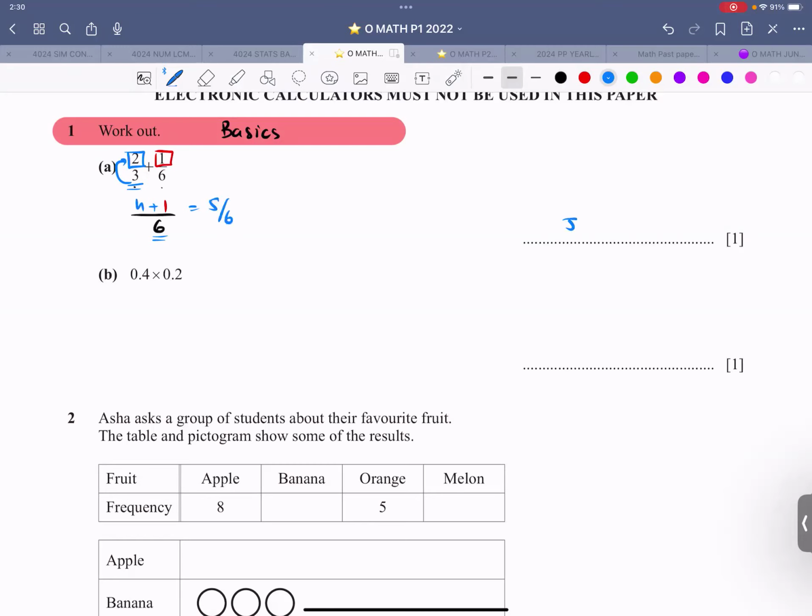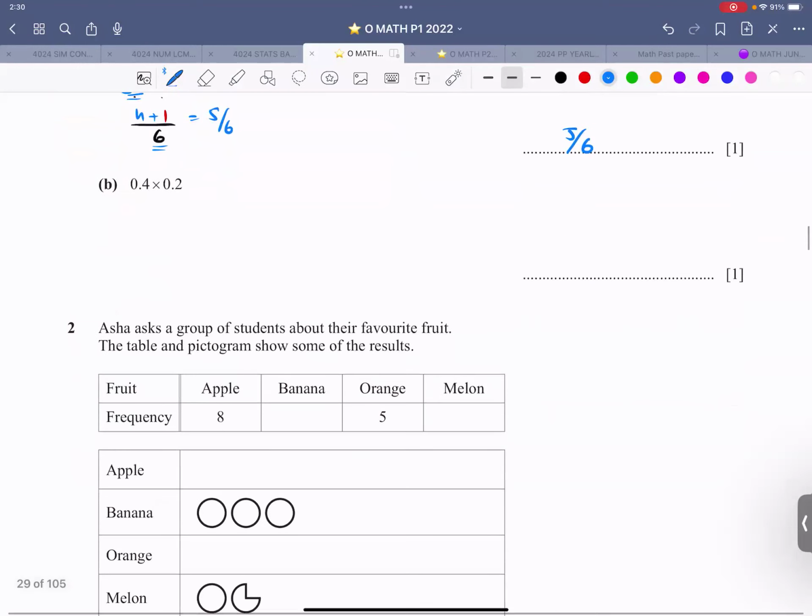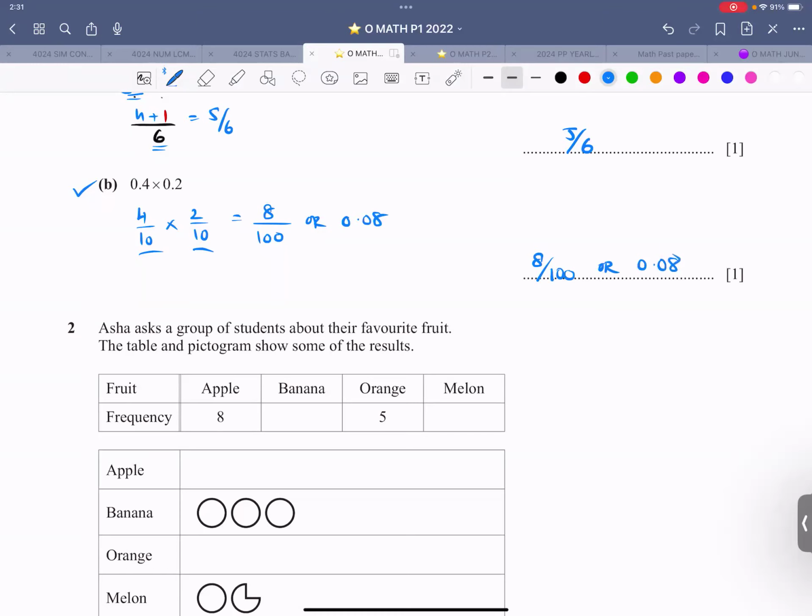Let me write it over here. So that is 5 over 6. That is the first question, so 2/3 plus 1 over 6. The next question, actually the next part, that is 0.4 into 0.2. Let me write 0.4 as 4 over 10. Let me write 0.2 as 2 over 10. 4 into 2 is 8. 10 into 10 is 100. 8 divided by 100, that is 0.08. So I'll write both these, 8 over 100 or 0.08. So question number 1 is completed.